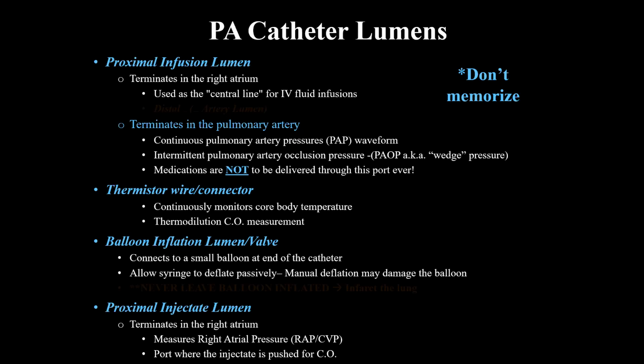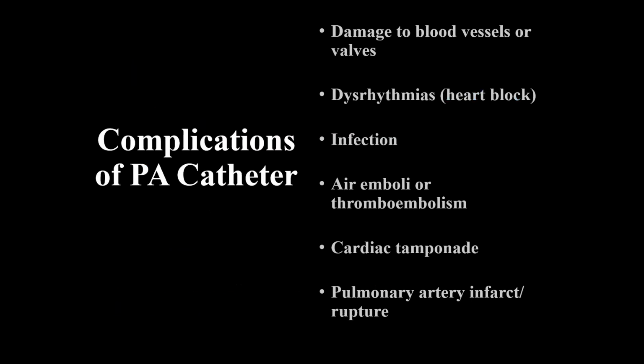And then the proximal injectate lumen ends in the right atrium. So that gives us that beautiful right atrial pressure, or CVP. And this is where we inject solution to measure the cardiac output. And I have a video to show you. So you're like, I don't know what the hell she's talking about. I'm going to show you a video. All right, complications of the Swan, big thing. And I think only once in my career did one go up into the neck and up into a vessel up into the neck.